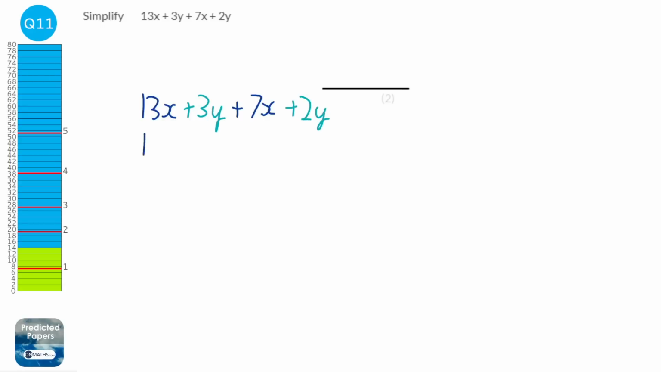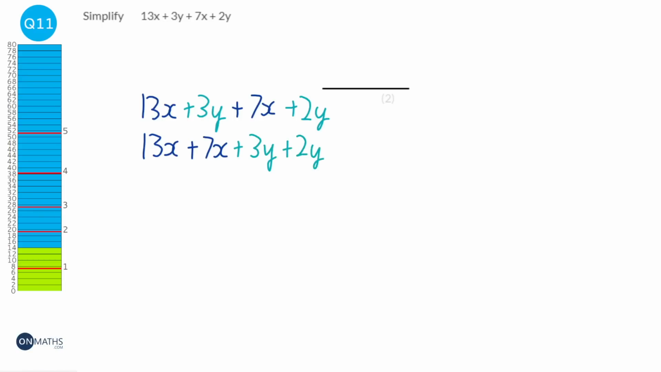So let's put the x's together. 13 lots of x plus 7 lots of x. And let's put the y's together. 3 lots of y plus 2 lots of y. So altogether we've got 13 lots of x plus 7 lots of x. Well, that's going to be 20 lots of x. And for the y's, we've got 3 lots of y plus 2 lots of y. That's going to be 5 lots of y. So our answer is 20x plus 5y.